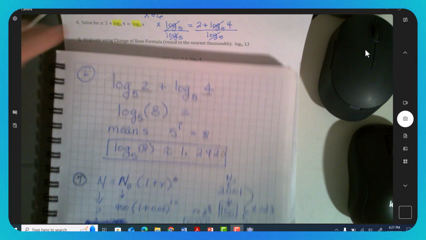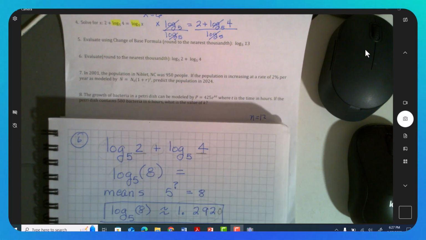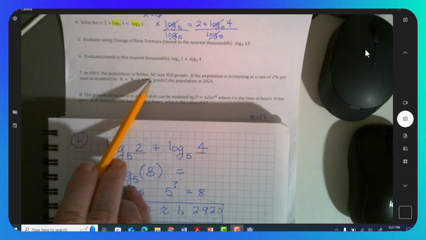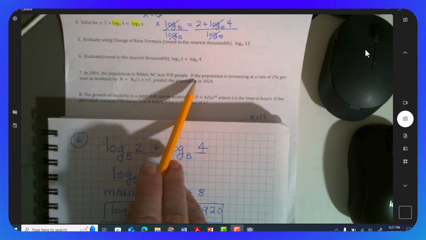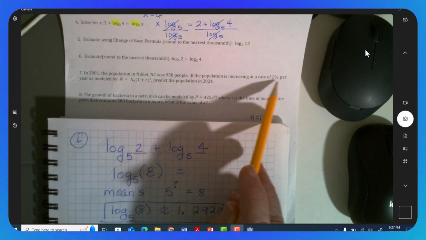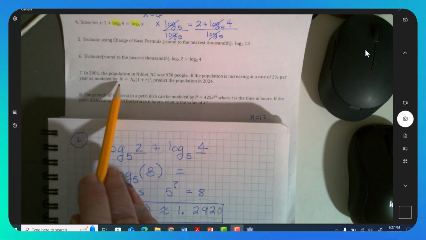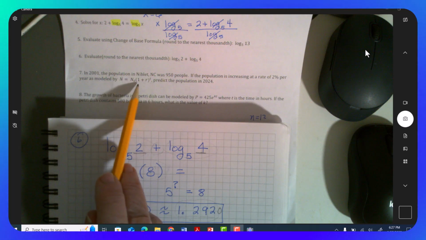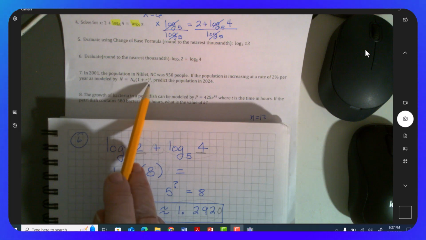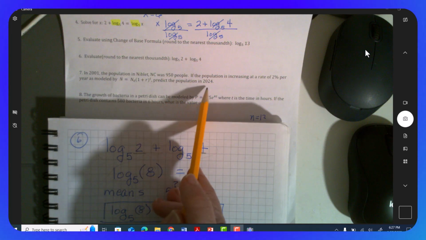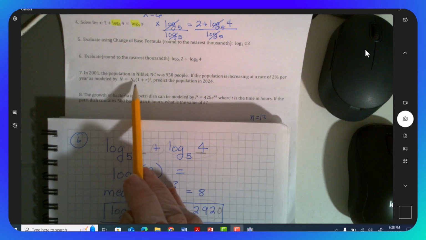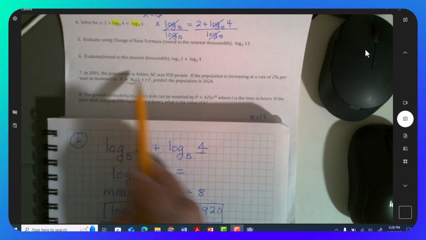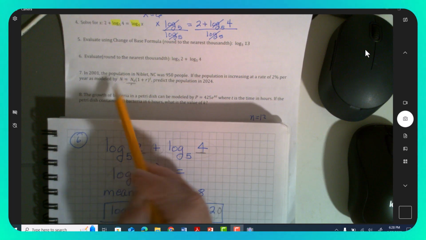All right, let's look at question number 7. Question number 7 is a word problem. In 2001, the population in Niblett, North Carolina was 950 people. If the population is increasing at a rate of 2% per year, as modeled by this formula, N equals N sub 0 times (1 plus r) to the t, predict the population in 2024. All right, so we have the formula. N sub 0 is our ground zero, our starting point. This is going to be our total amount.